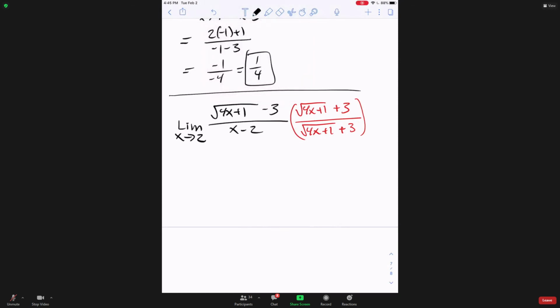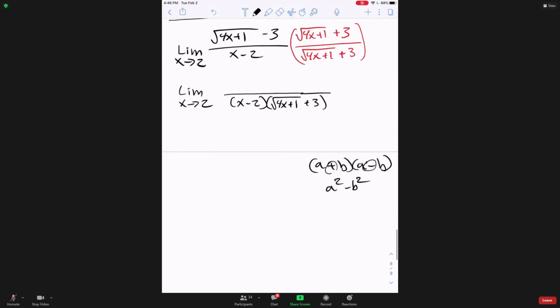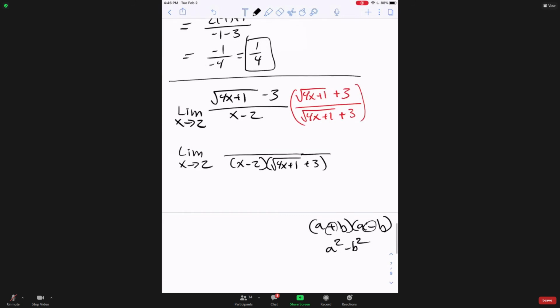All right. So, limit as x approaches 2. Now, the bottom you leave in factored form. The top, they're conjugates of each other. So what do I mean by conjugates? Well, remember, if you have a plus b times a minus b, same two terms with one with a plus, one with a minus, they multiply to a squared minus b squared. So you have an a minus b, a plus b situation up here. So your a is that, and your b is that.